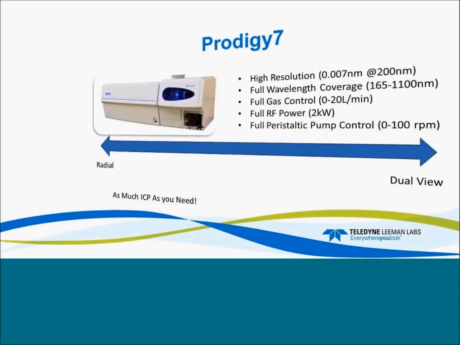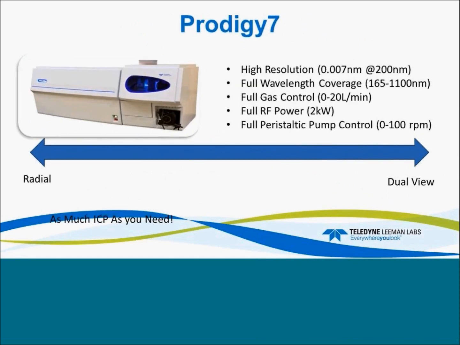Right. And the instrument that this is part of is the Prodigy7. See just some basic specifications: 7 picometer resolution, full wavelength coverage. You have full gas control. It's also designed to be a low flow system, run at a nominal about 12 liters a minute, but does have full gas control for other types of samples that won't lend themselves to low flow analysis.